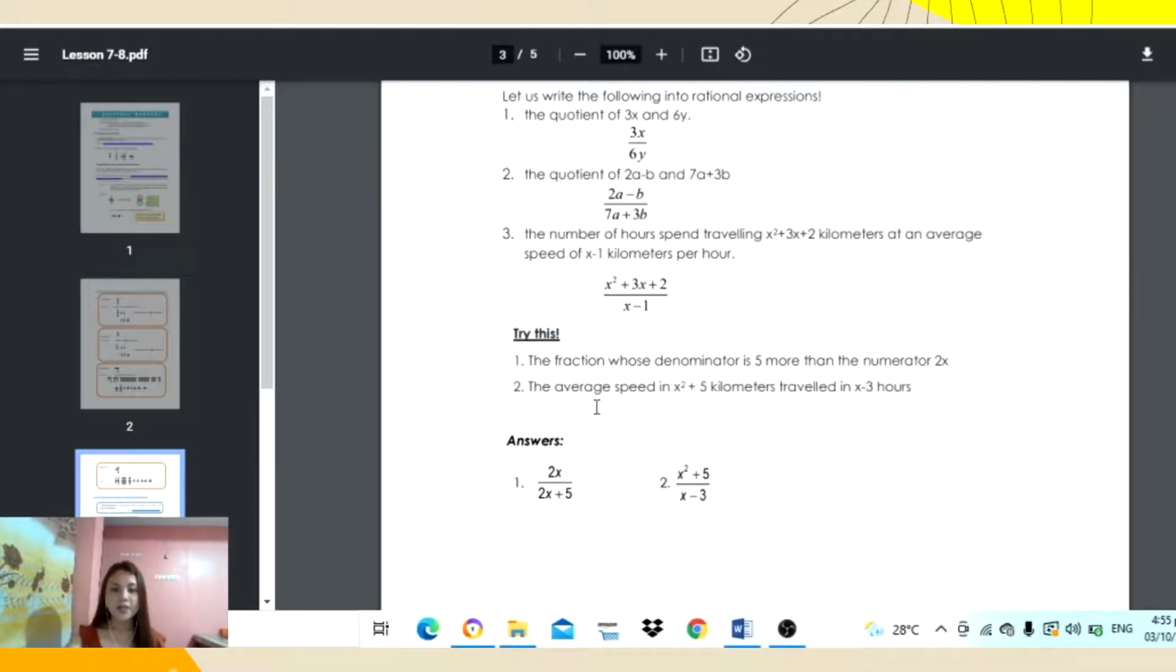And the next, the average speed is x squared plus 5 kilometers traveled in x minus 3 hours. So it's common knowledge that the average speed is equal to the distance traveled over the hours spent, or the time spent traveling. So x squared plus 5 divided by x minus 3. So our numerator is x squared plus 5, and then the denominator is x minus 3.